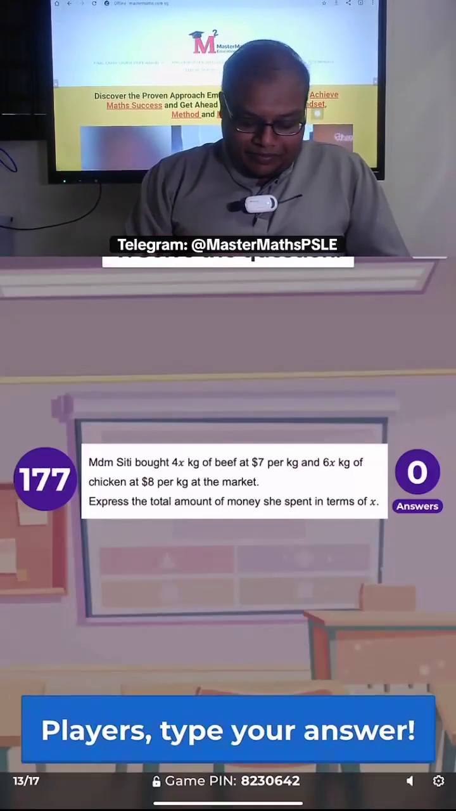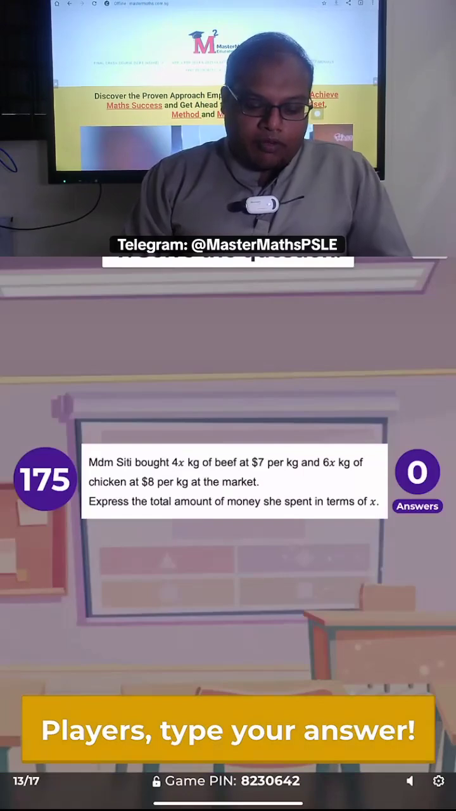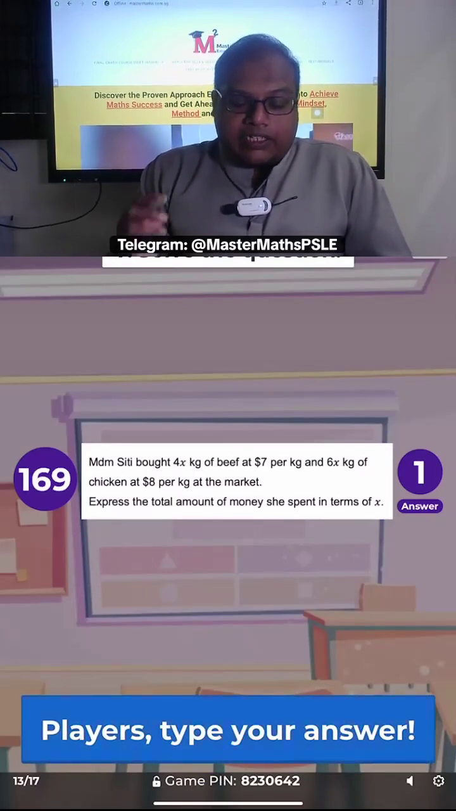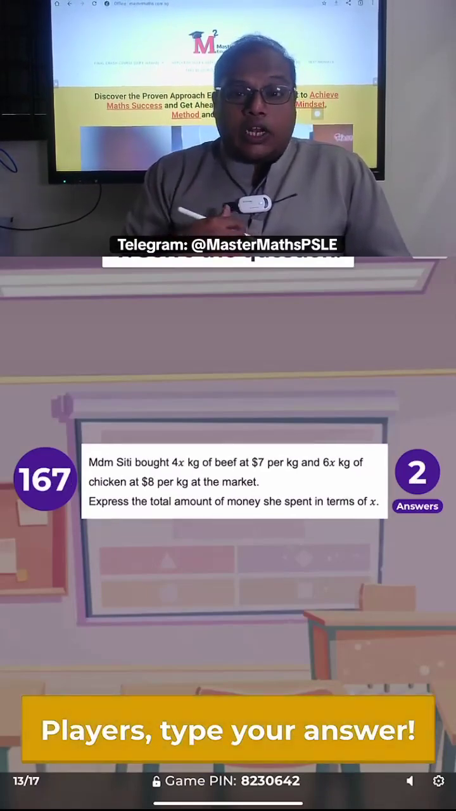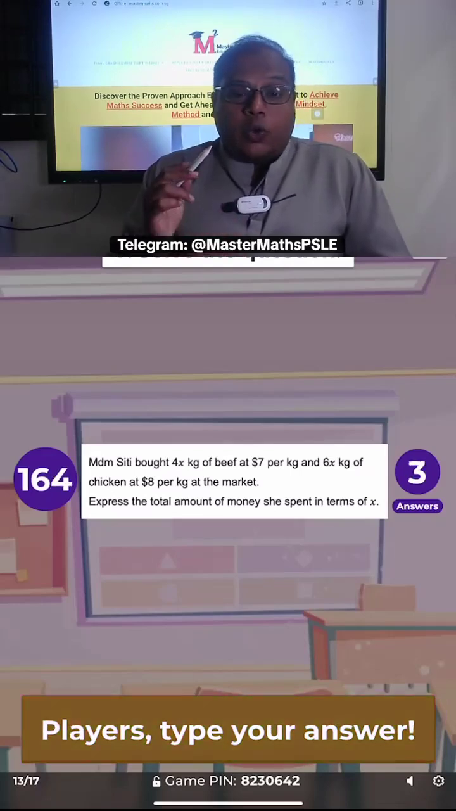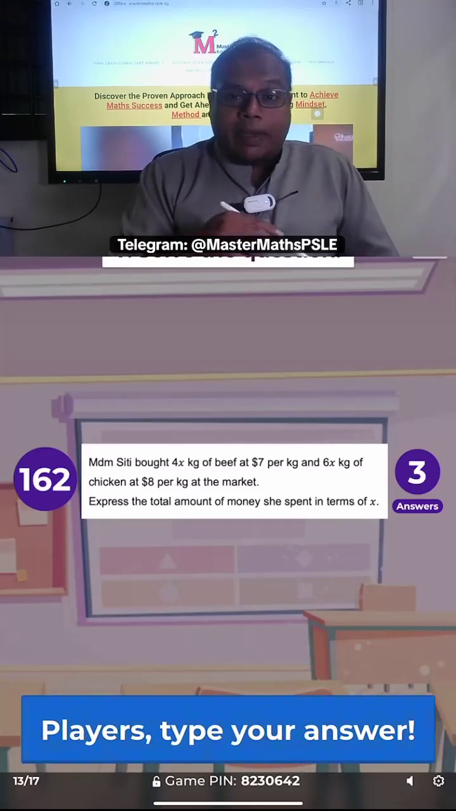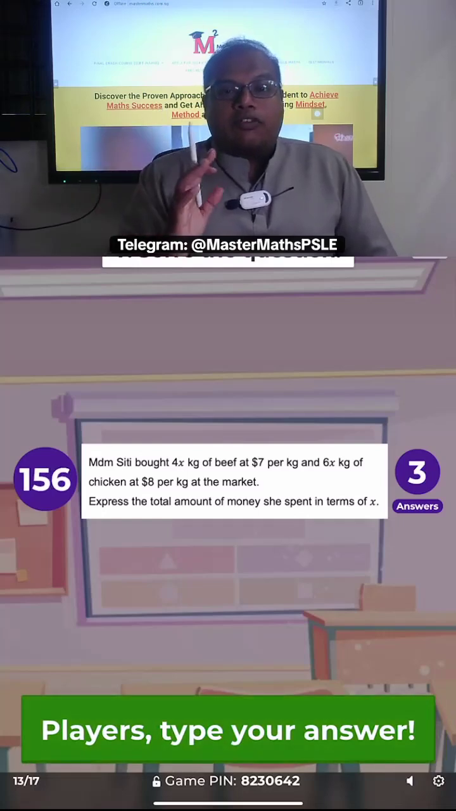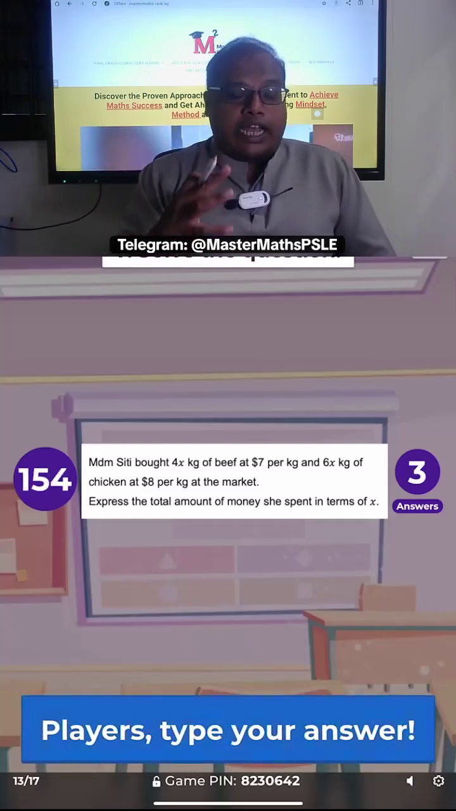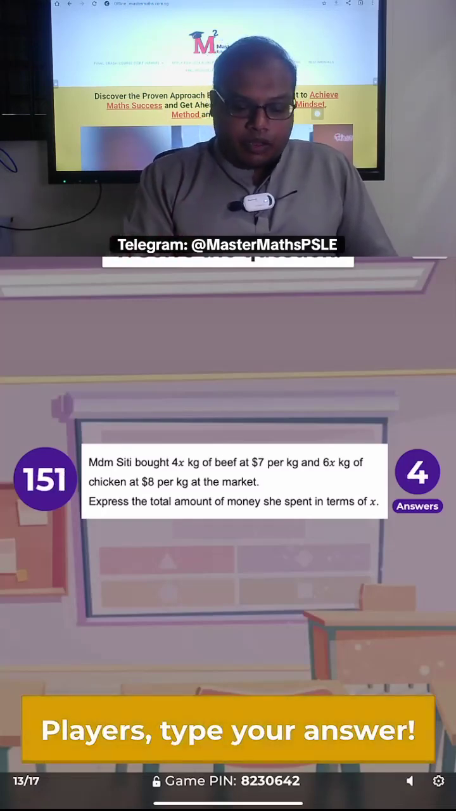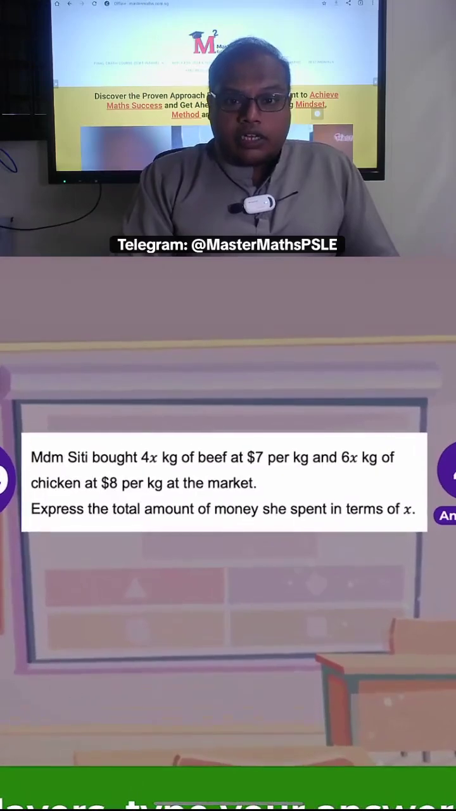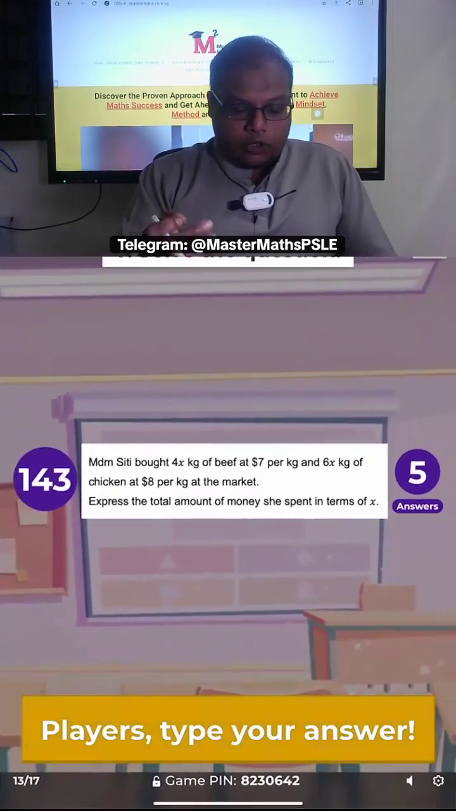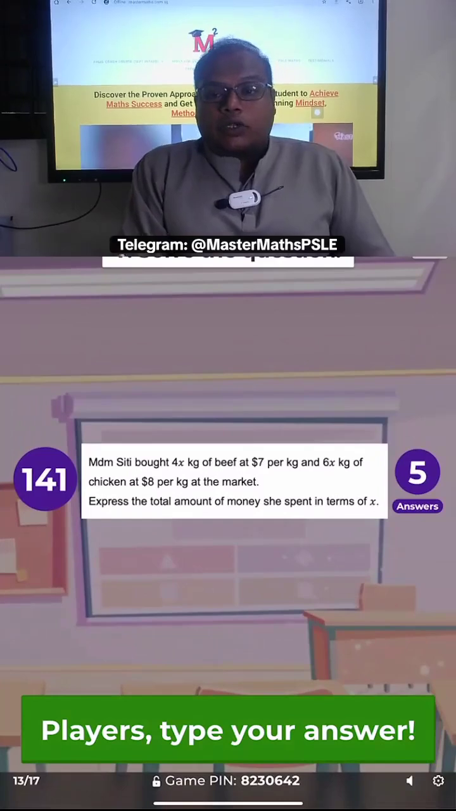Alright, so Madam Siti bought 4x kg of beef at $7 per kg and 6x kg of chicken at $8 per kg. Now we need you to express the total amount of money she spent in terms of x. Okay, in terms of x. I am not looking for a value. I'm looking for the answer in terms of x. Can you all see the question clearly? For those on the Kahoot, you're seeing the questions there also.